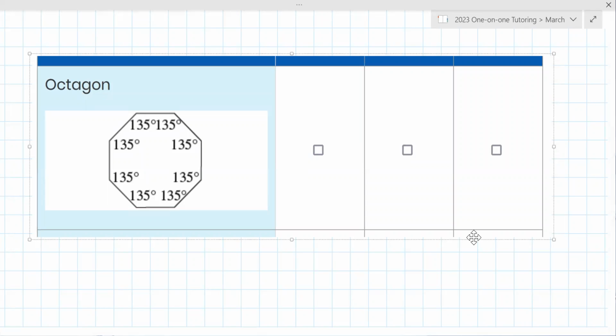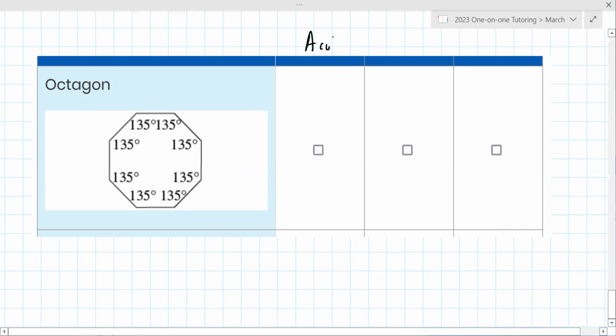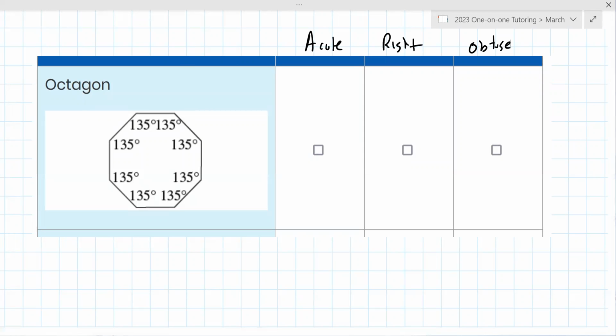Good. All right. So the options here are, we'll just do it the same order each time. Acute, right, and obtuse. What do you say? Is this acute, right, or obtuse, these angles in the octagon? Obtuse. Obtuse, yes. Very good. All right, so we're going to look at a square next.